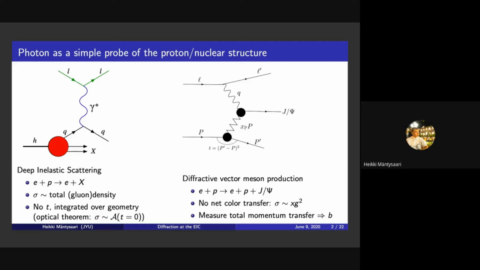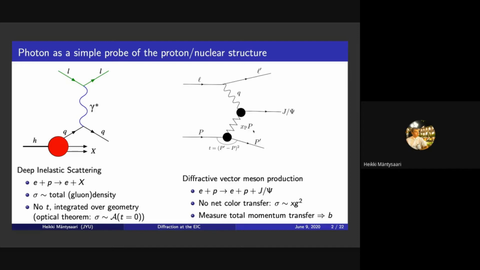Now, diffractive or exclusive processes, which are the focus of my talk, are different in the sense that now I require that I produce exactly one particle. In most cases, I'm considering a J/psi meson, which is a bound c c-bar state.